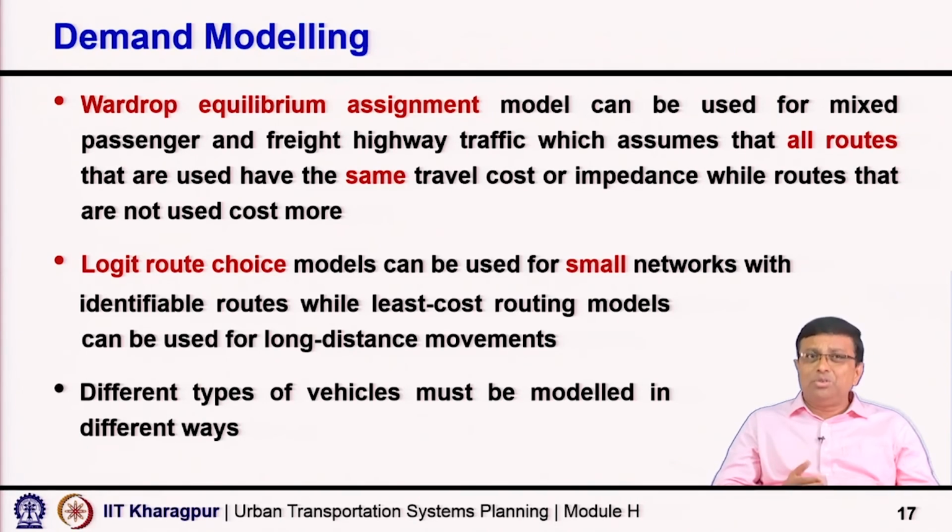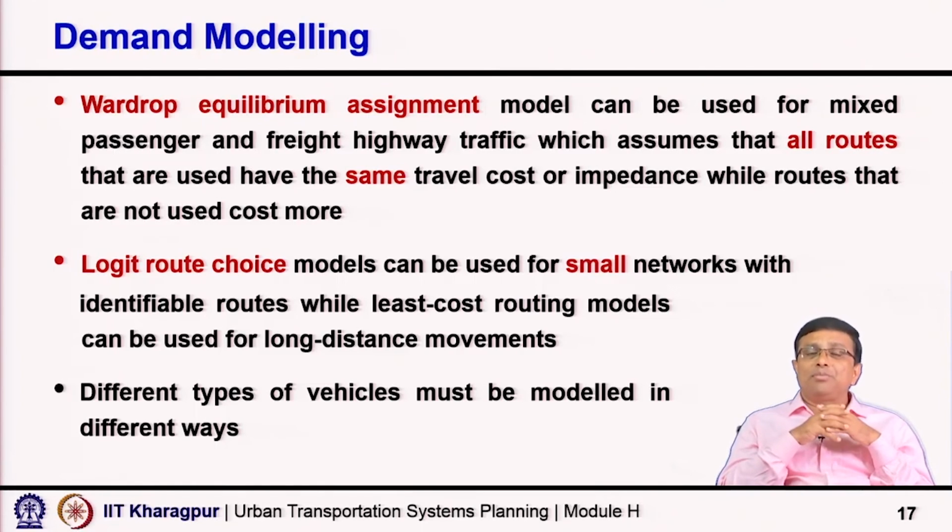Again, you can also use logit route choice models for small networks with identifiable routes, while least cost routing models can be more suitable for long distance movements. Small networks, multiple paths are there, so all paths are likely to be used. But for long distance, obviously, when we are doing freight assignments, the philosophy is slightly different. So, here it is more appropriate to consider the least cost routing models for long distance movement.